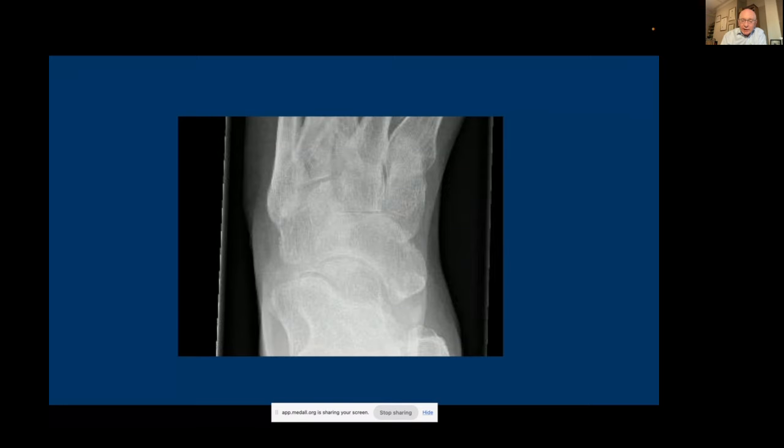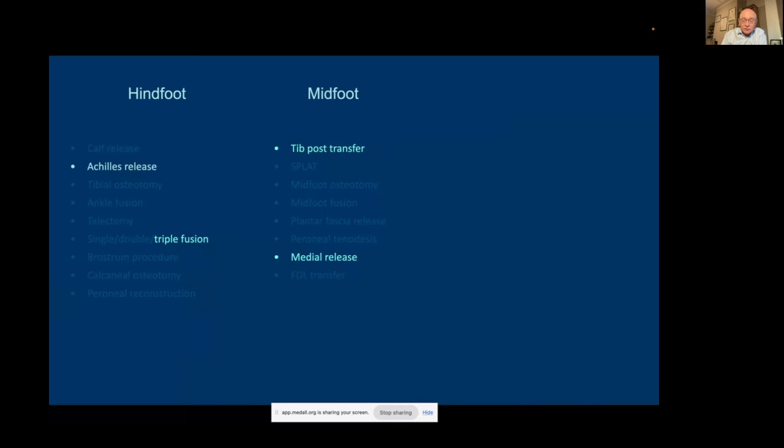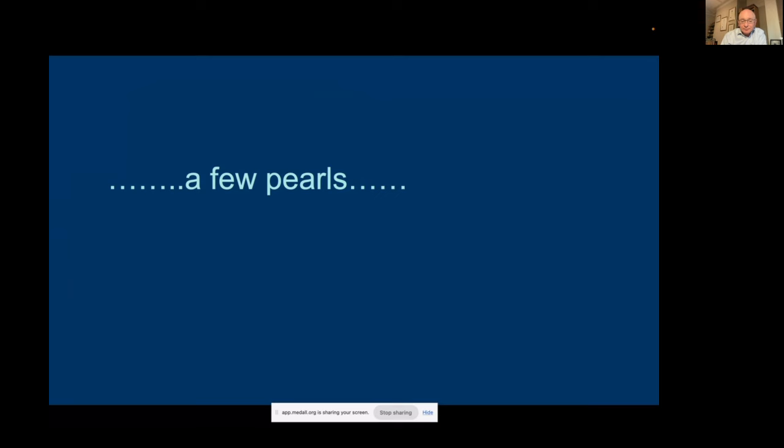So this was his weight-bearing x-ray. Look how much his medial structures, the tib post and the spring ligament and those medial soft tissues at the talonavicular joint are going to be really tight. So you're going to release them anyway. Well, if you're going to release them, why not use the release and do a tib post transfer? So I did a tib post transfer as well as part of my medial release. It'll help his foot drop. And I don't think I got a video of him walking afterwards. I must get him to do that.